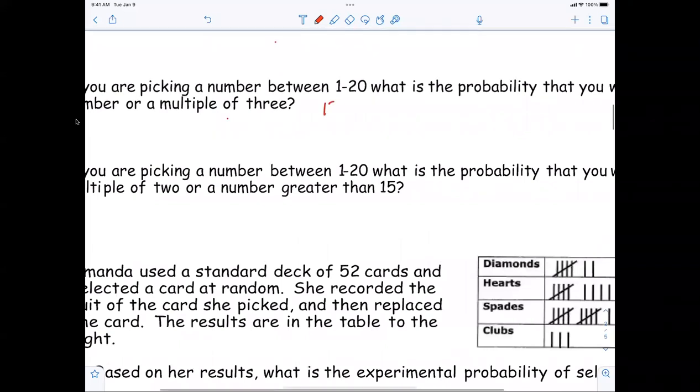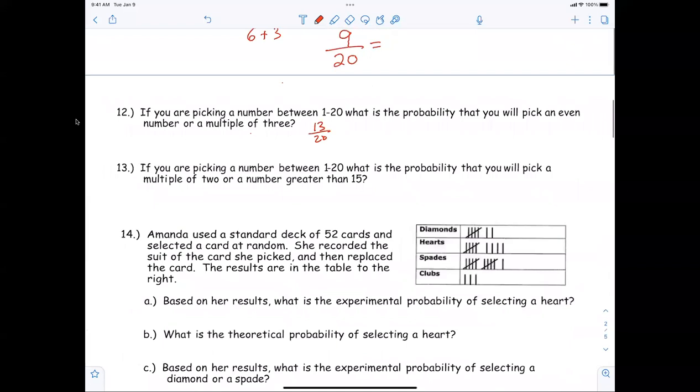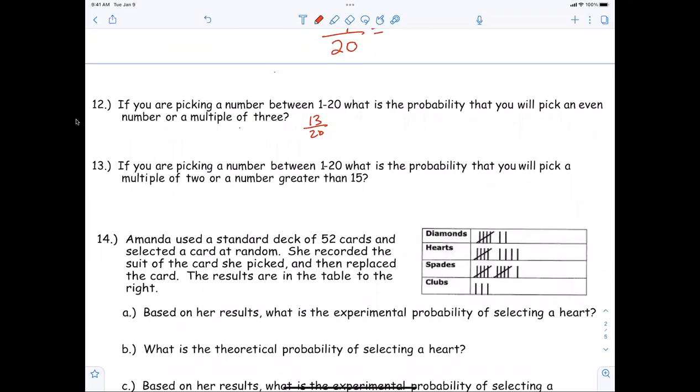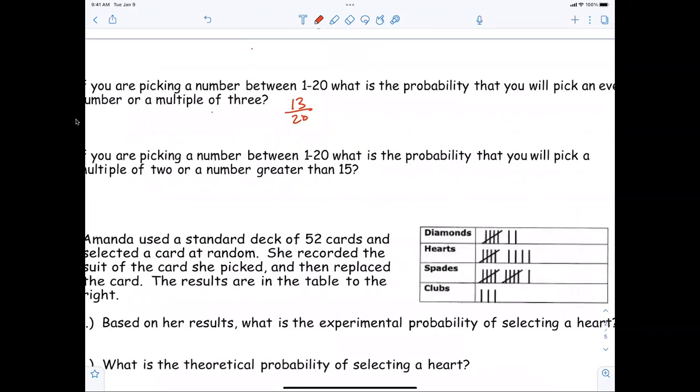So far, I have a 13 out of 20. What question is it asking? It says the probability that you will pick an even number or a multiple of 3. They're asking us what's the probability that we'll pick an even number, or the probability that we'll pick a multiple of 3. Oh, both combined. All right. What did you get?